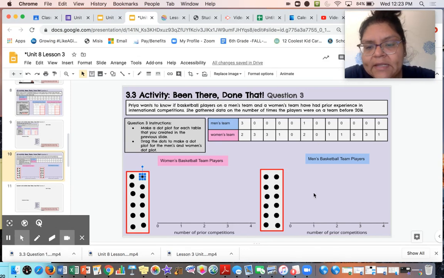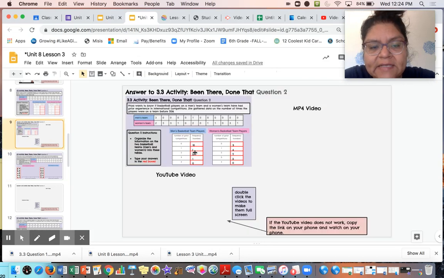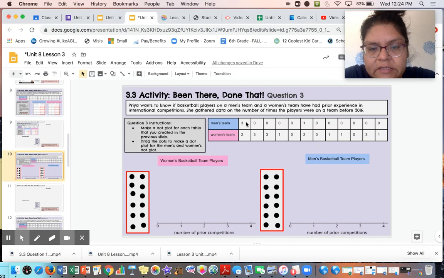So let's go ahead and plot the first data set, which is the men's team. And you're supposed to use the previous slide also because the previous slide has the completed table. And you can plot a dot plot using the table or the data set. So in this case, we're going to go back and forth. 0, the frequency is 10. And you can also see it on the data set because you see 1, 2, 3, 4, 5, 6, 7, 8, 9, 10. So that means that you're going to put 10 dots on top of a 0.